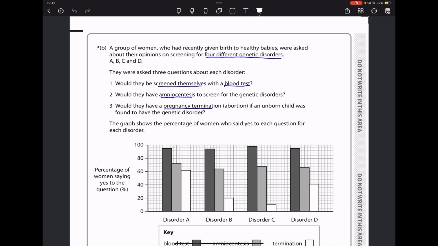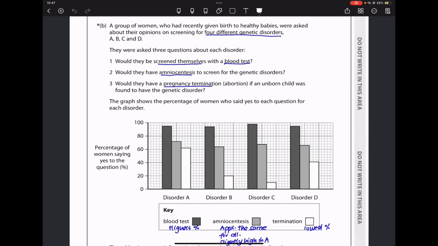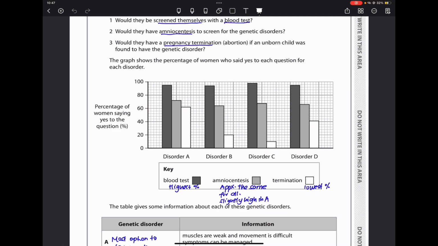In Part B, a group of women who had recently given birth to healthy babies were asked about their opinion on screening for 4 different genetic disorders. There is A, B, C, and D. They were asked 3 questions about each disorder. Would they be screened themselves with a blood test? Would they have amniocentesis to screen for the genetic disorders? Would they have a pregnancy termination or abortion if an unborn child was found to have a genetic disorder? So the graph shows the percentage of women who said yes to each question for each disorder.